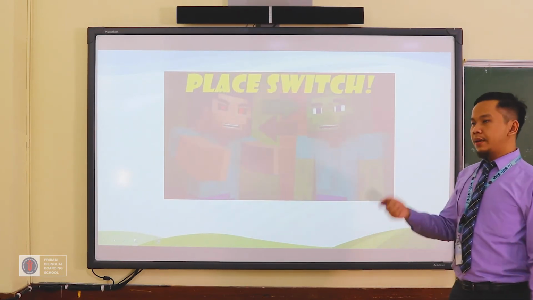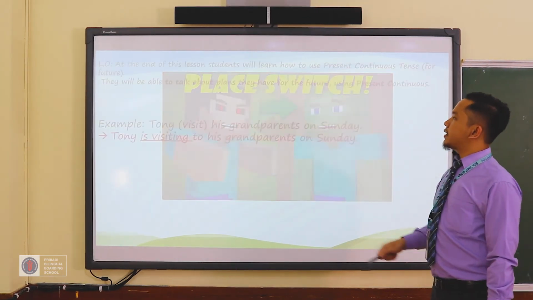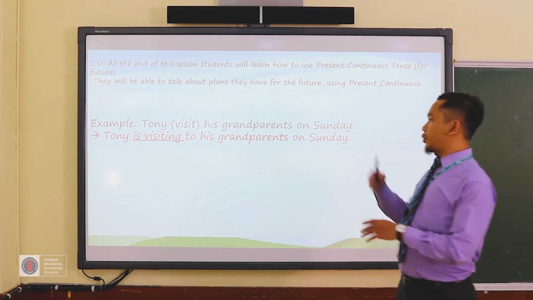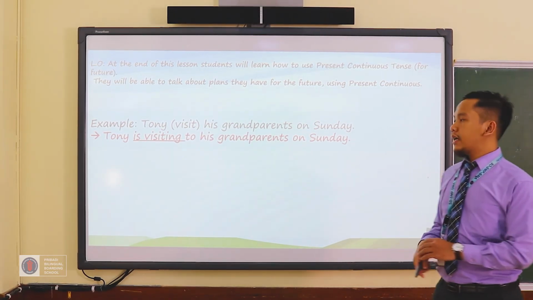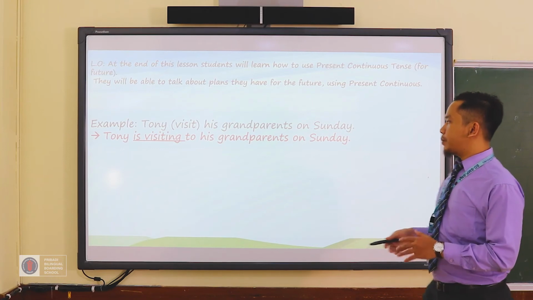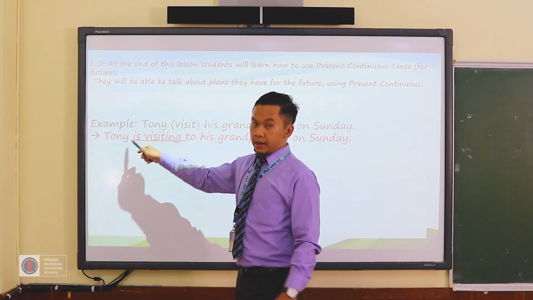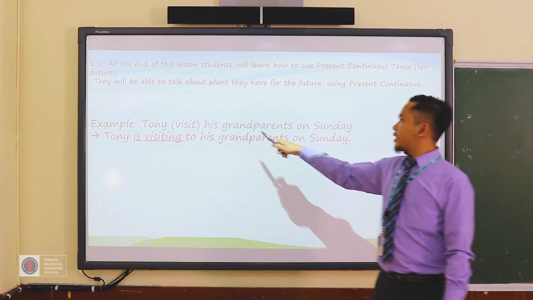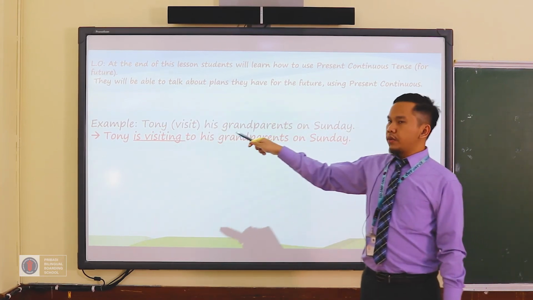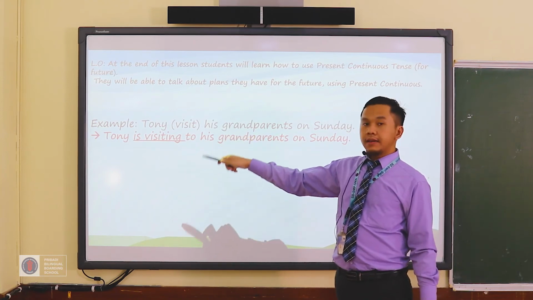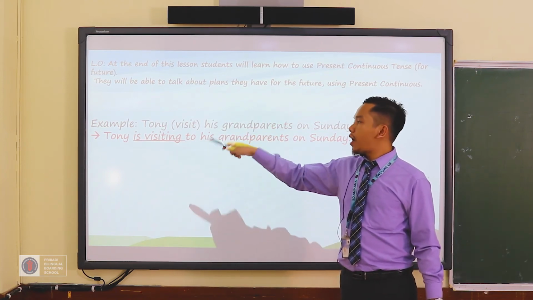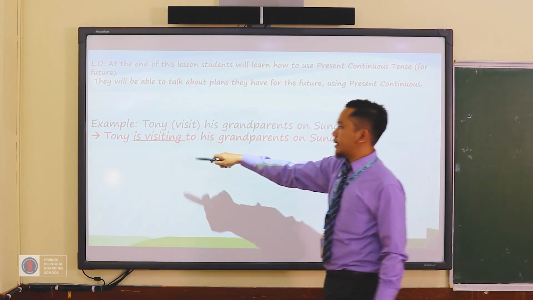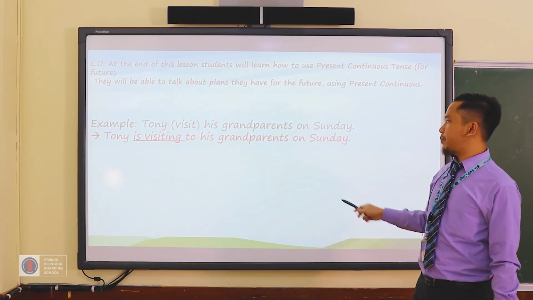Okay, now if we want to put the sentence from the present tense to the present continuous, as I said earlier, we can put here the to be or helping verb plus ing. Example like Tony, in the bracket, we have visit his grandparents on Sunday. We just put the helping verb is or am or are, and then verb ing, transform from visit to visiting. Example, Tony is visiting his grandparents on Saturday.